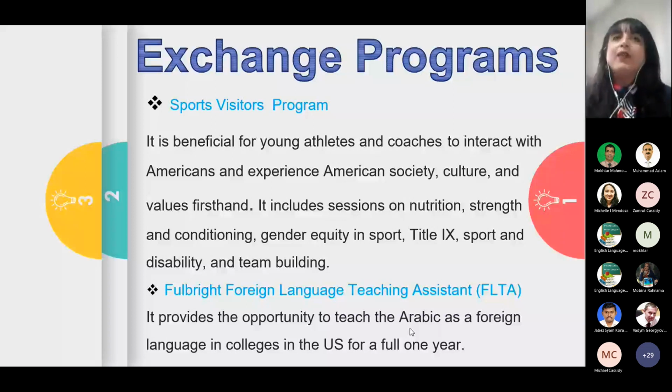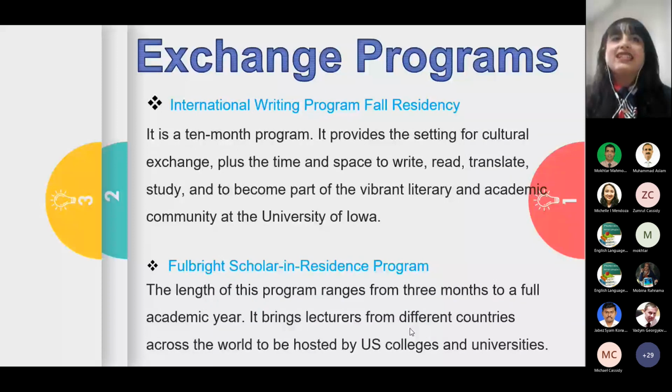These are for students who are skilled in writing. And then we have the Fulbright Scholar in Residence Program. The length ranges from 3 months to 1 full academic year.